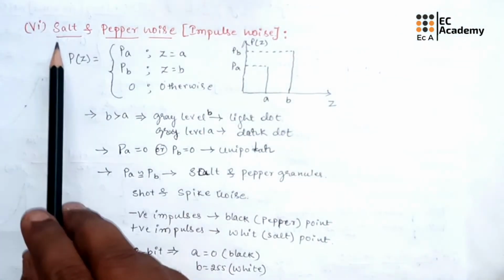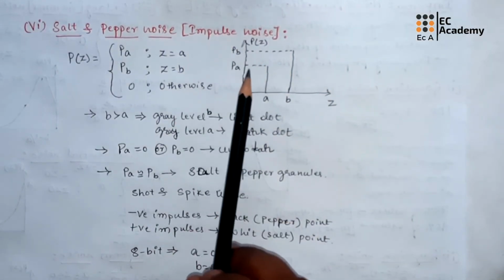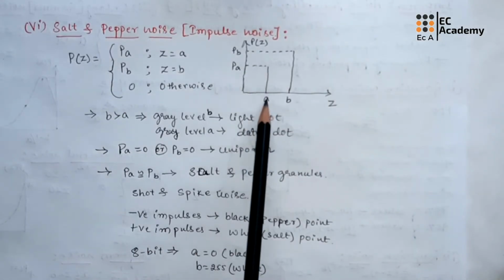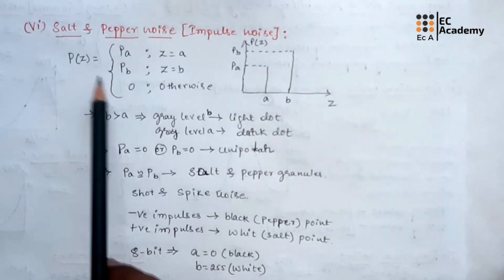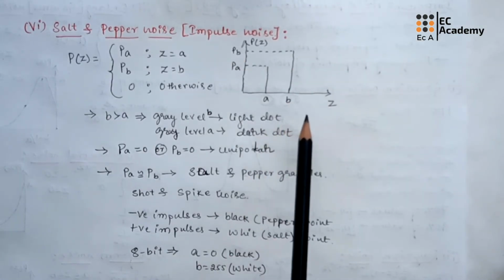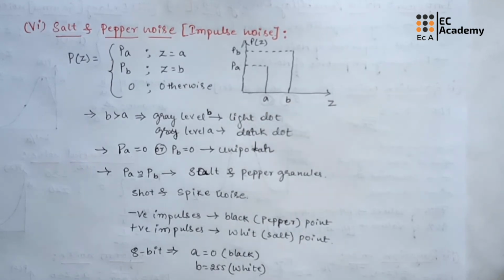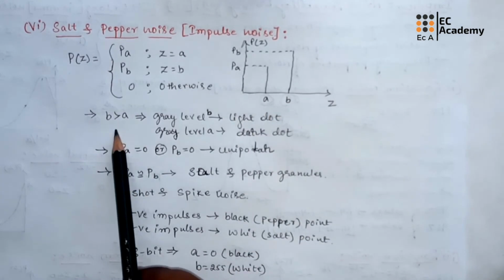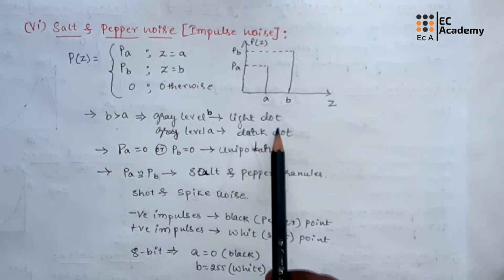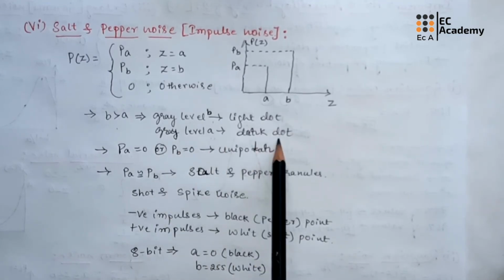The next type of noise model is salt and pepper noise model, which is also known as impulse noise. The PDF can be given as p of z is equal to PA for z is equal to A, and p of z will be equal to PB for z is equal to B. For other values, the PDF will be 0. Here, if B is greater than A, the gray level B will appear as a light dot in an image, and gray level A will appear as a dark dot in an image.